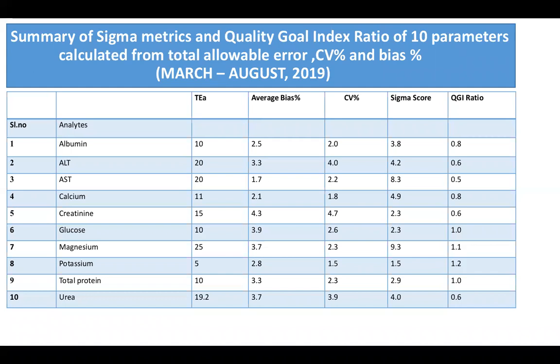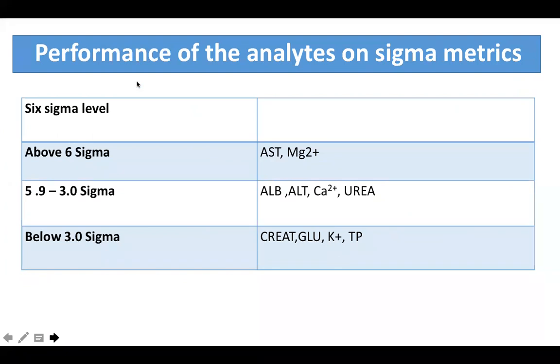So for this, we calculated quality goal index also. Because if it is less than 0.8, there is imprecision. If it is more than 1.2, there is inaccuracy. And if it is 0.8 to 1.2, both are operating. In 4 parameters, as we discussed, we were performing below 3 sigma level.